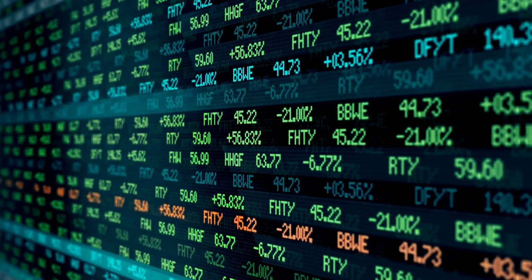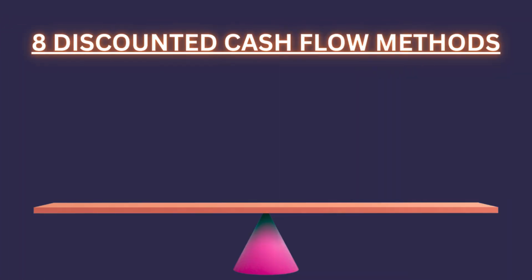Today we're tackling one of the biggest questions in engineering economics. How do you compare different investment alternatives? There are 8 discounted cash flow methods for comparing projects. The present worth, or PW, method takes all the future cash flows and translates them into today's dollars.